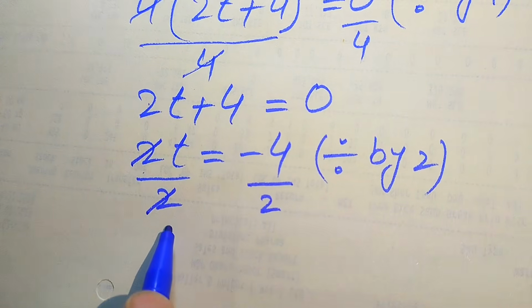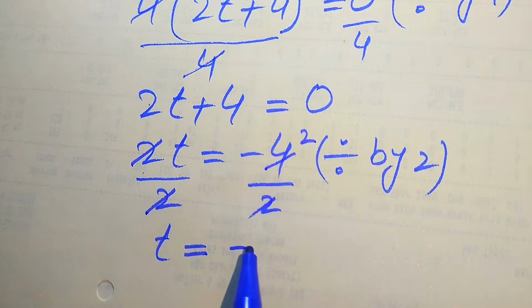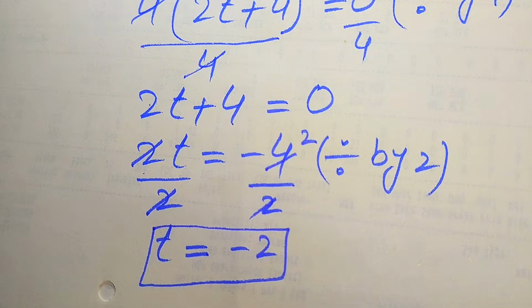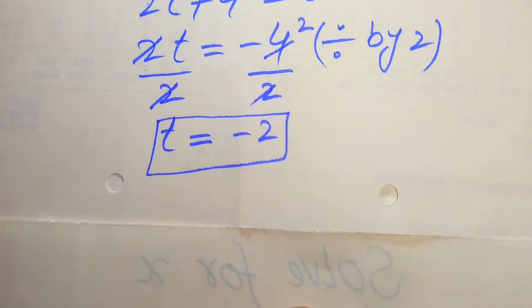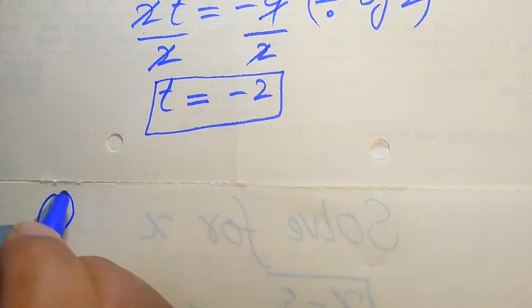So this 2 and this 2 are gone, and we obtain here t is equal to 2 times 2 becomes 4, and we get here minus 2. So you see here in the first equation we get only one value of t, and that is equal to minus 2.